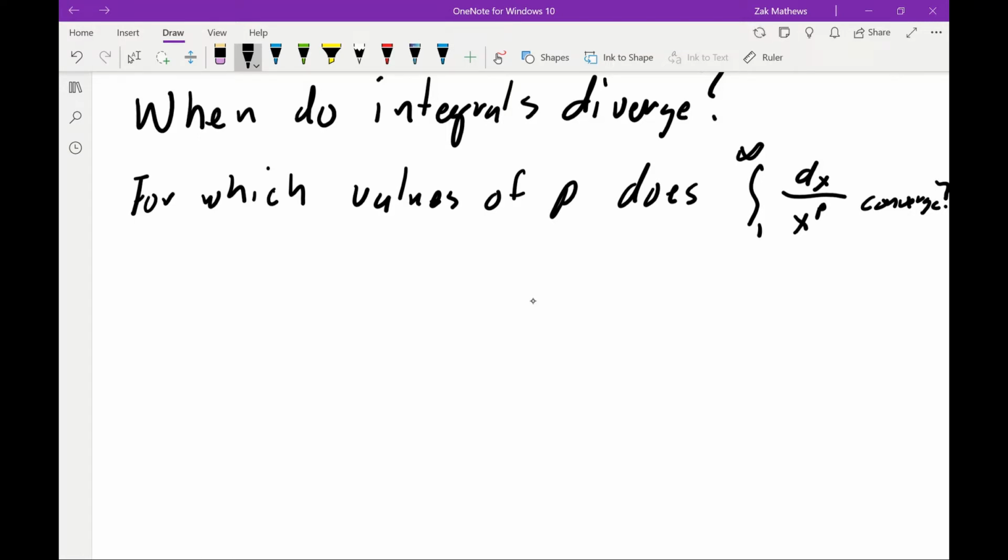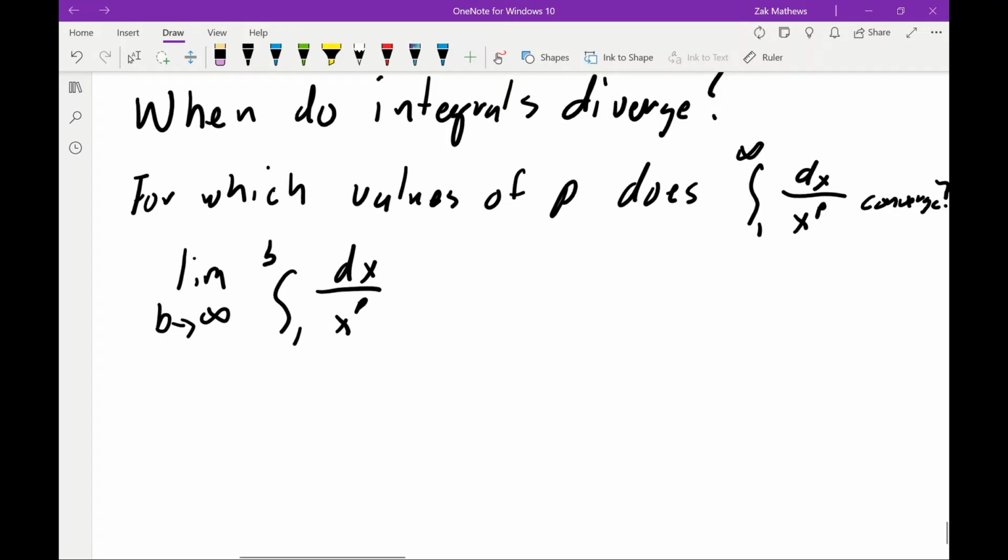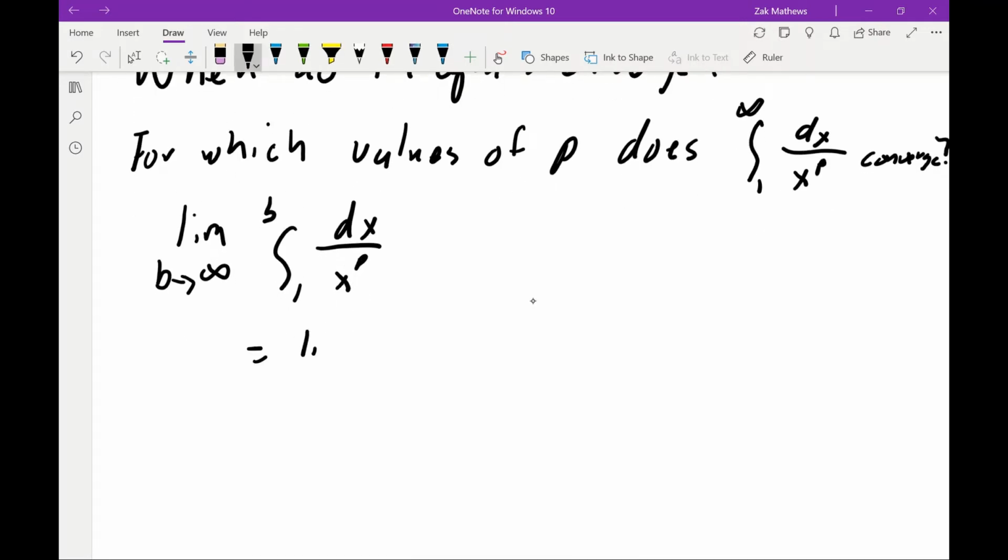Well, let's take this thing and let's write it in terms of our improper integral. So that means we're going to take a limit, and I'll call it b goes to infinity of the integral from 1 to b of dx over x to the p, and let's see what this gives us. We need to write our limit. We have to keep those limit statements. We can't bring the infinities into the integral.